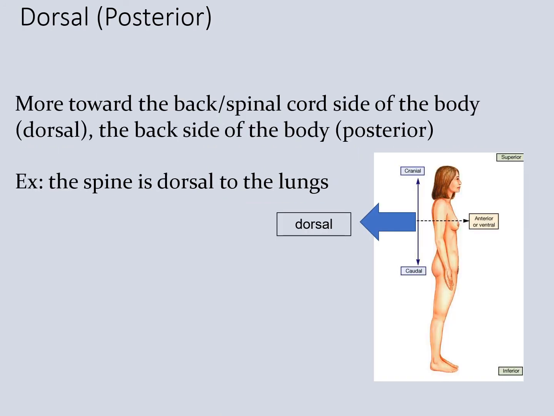The opposite of that then is dorsal or posterior, and posterior is more commonly used in human medicine. Something that's located towards the back or along the spine is posterior. Your spine is posterior compared to your lungs. Your spine is about as posterior or dorsal as you can get.